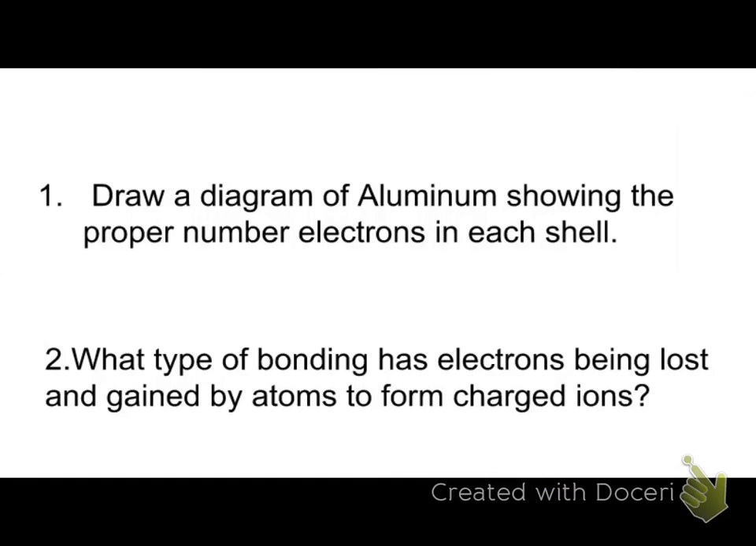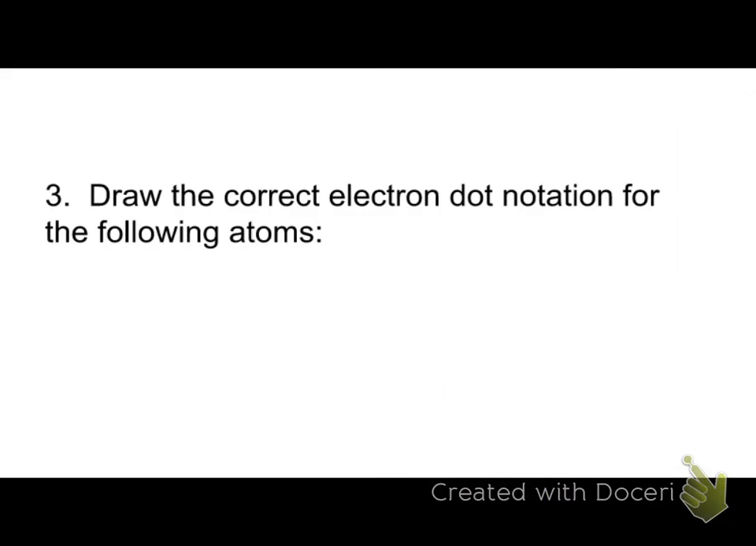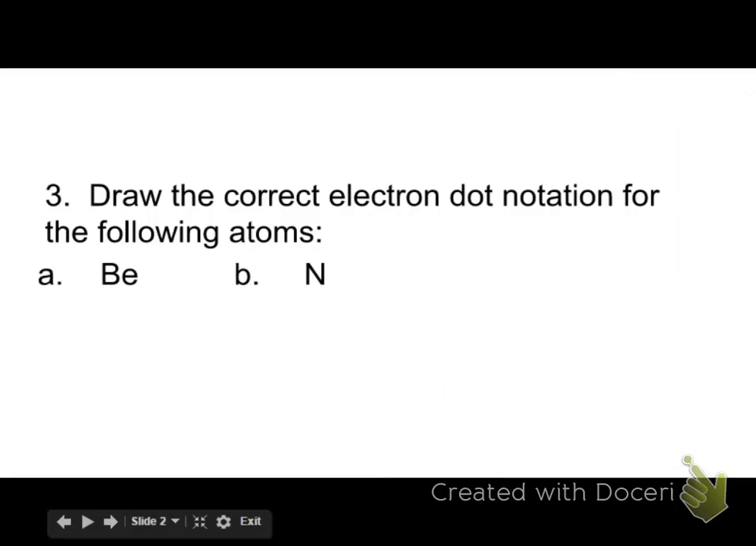Question number 3 involves something we just learned, and you just have to draw them out. It goes with electron dot notation. So question 3 says to draw the correct electron dot notation for the following atoms: beryllium and nitrogen. So the dot notation, that's the ones where you had the symbol you used, and not the circles.